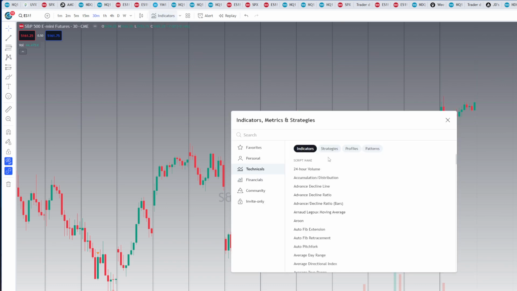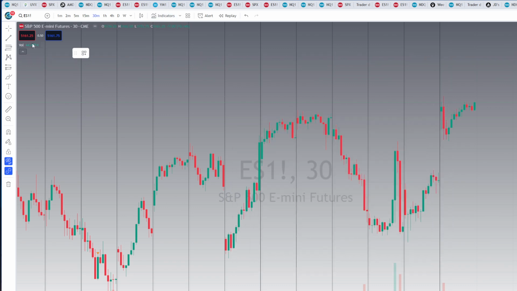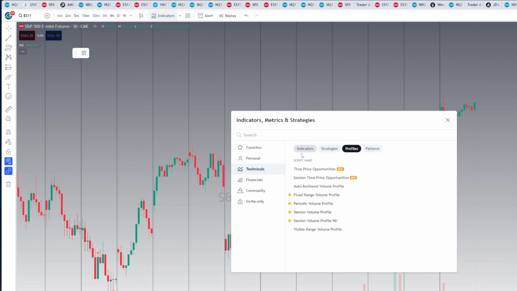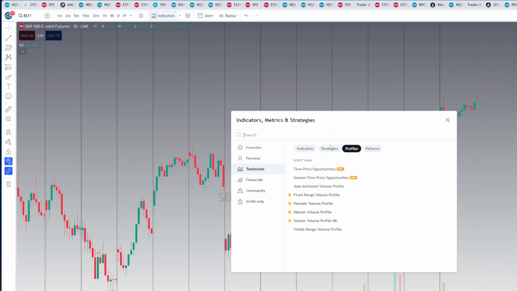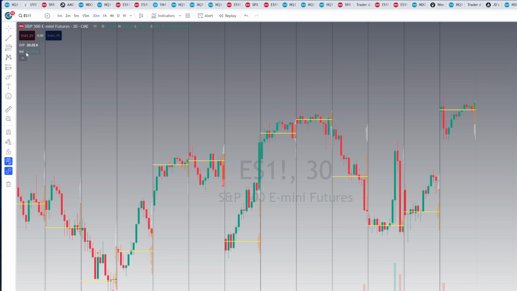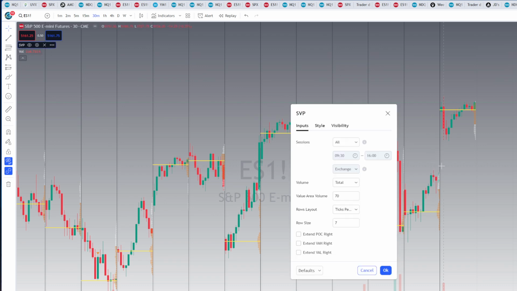That will be under indicators, technicals, profiles, and what we like to see here is a fixed range volume profile. So we'll do that actually. Let's not do a fixed range. Let's do a different one. Let's just do a session volume profile. Session volume profile is here, SVP. We're gonna customize this to give us all the sessions.